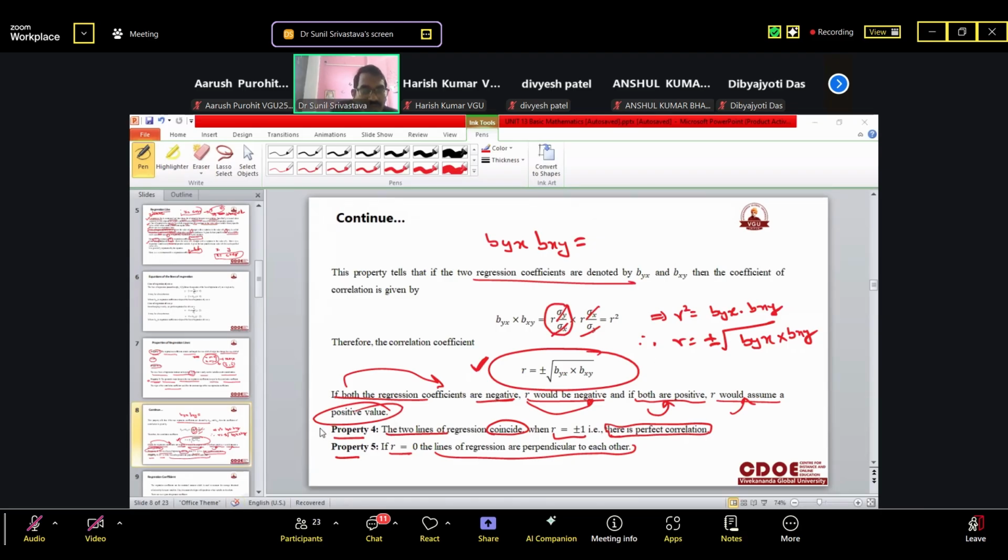Now, we have property number 4. If the two lines of regression coincide, then we can say that there should be a perfect correlation between the two variables. R is equal to plus 1, that is perfect positive correlation. R is equal to minus 1, that is perfect negative correlation. And if R is equal to 0, there is no correlation, and the regression lines are perpendicular to each other.